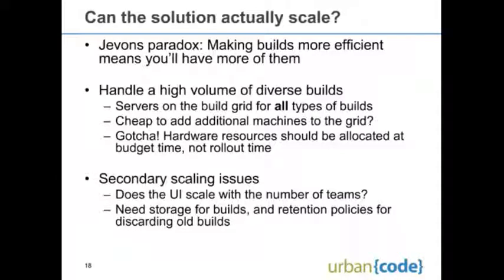variance. Now the gotcha that we always hit, Jeff, is that the hardware needs to be allocated at budget time, not at rollout time. So this kind of does need to be thought through in advance, because 3 months after the budget has been finalized is not the right time to go asking for more hardware. It tends to irritate the business quite a lot. I think that's something you've seen a few times too.